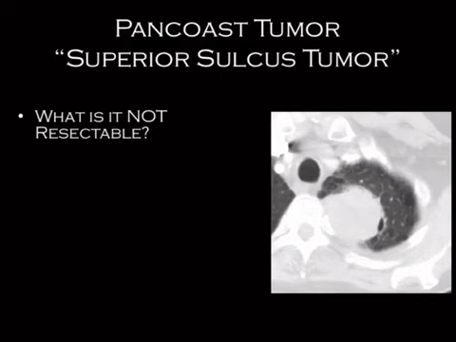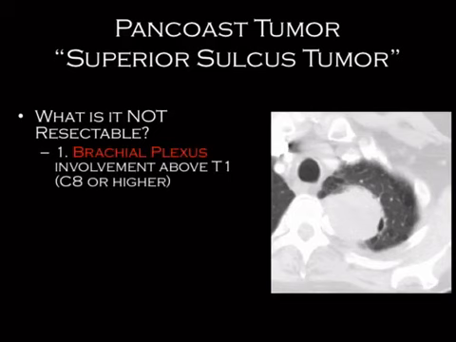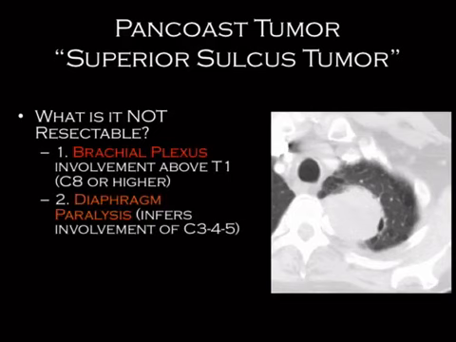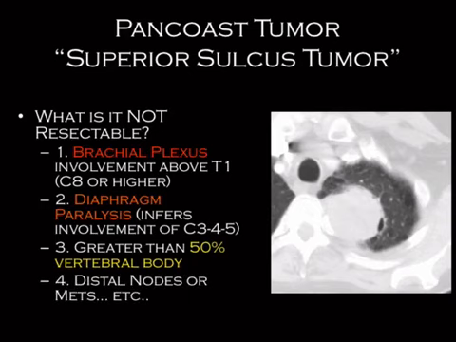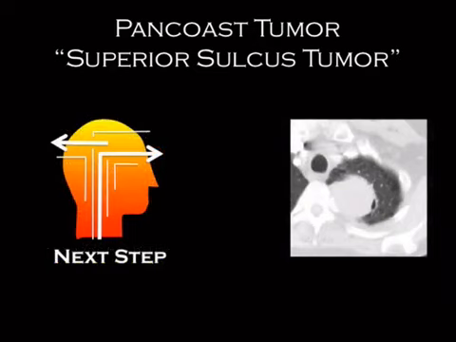When is this thing not resectable? Basically, if it involves the brachial plexus, if you've got nerve involvement that's causing diaphragm paralysis, or if it's eating the vertebral body up to greater than 50%, or if you've got distal disease. And the reason that matters is because it helps you understand this next step question. So if they want you to stage it, MR is actually superior to CT because that can help you decide whether or not there's been brachial plexus involvement, which, as mentioned previously, makes it unresectable.